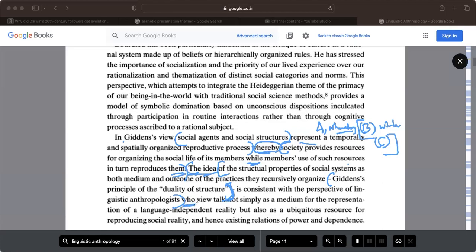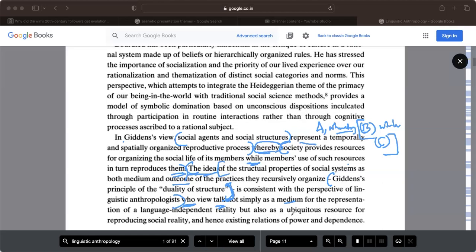Now your relative clause starts. The explanation of what is the perspective of linguistic anthropologists. What's the perspective of linguistic anthropologists? We already know that it's very similar to this idea, the idea that we recursively reorganize social life. Linguistic anthropologists who view talk not simply as a medium for the representation of a language independent reality, talking, okay? So social life has now been replaced with talking because we are talking about linguistic anthropologists. Now you can actually guess what's coming next. Medium and outcome, right? So talk is not just the medium for representation of a language independent reality. Talk is basically a medium through which we are representing a reality that is not dependent on language.